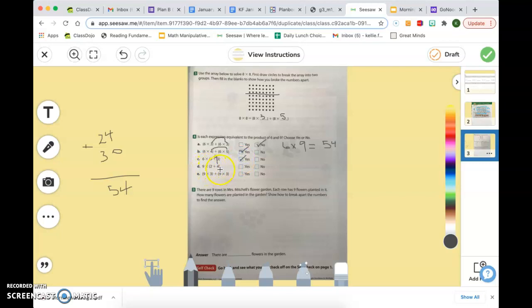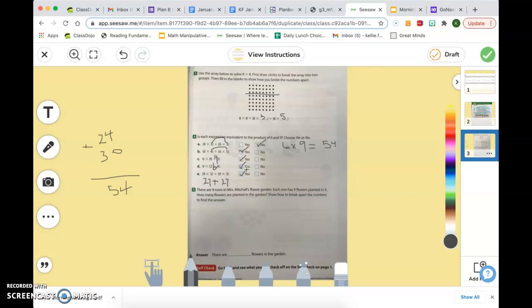9 times 2 plus 4. 2 plus 4 is 6. So really we're doing 9 times 6. We know 6 times 9 and 9 times 6 is the same thing. That's both going to give us 54. And then here we have 9 times 3 plus 9 times 3. 9 times 3 is 18. I'm sorry. No, it's not. 9 times 3 is 27 plus 9 times 3 again is 27. 27 plus 27 is 54. So that would also be yes.